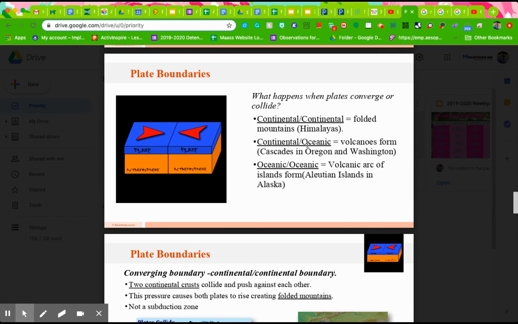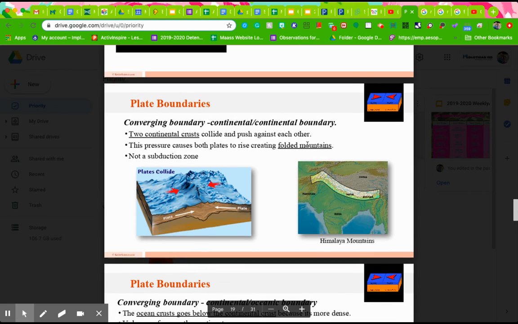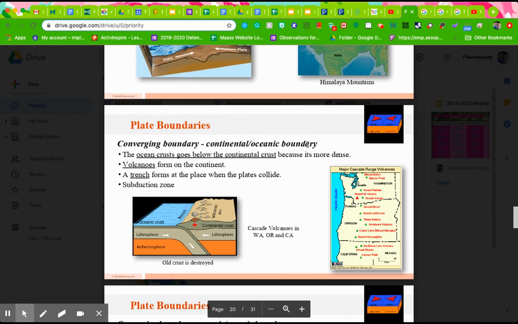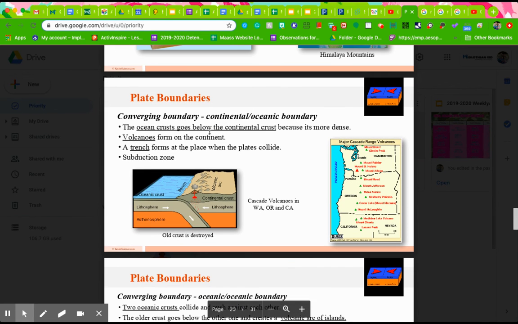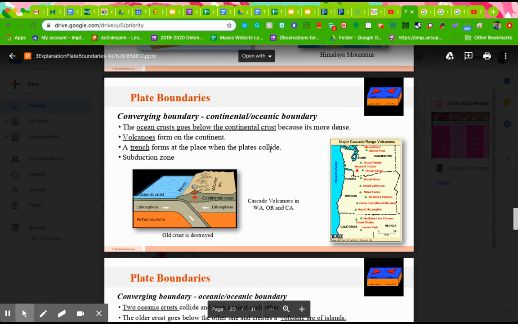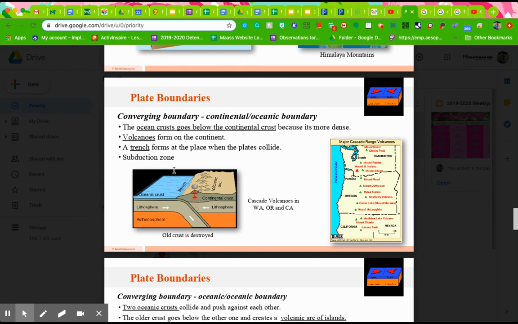So you can have something known. Let me skip to it. Here we go. This is when they collide, and it's going to be land and water. What's going to happen is that they collide, but they're not going to buckle up. The reason is because they're different. One's oceanic and one's continental crust. The oceanic one is going to be more dense, meaning it'll sink. So this crust, when they collide, will go underneath the other crust. And when that happens, things can occur.